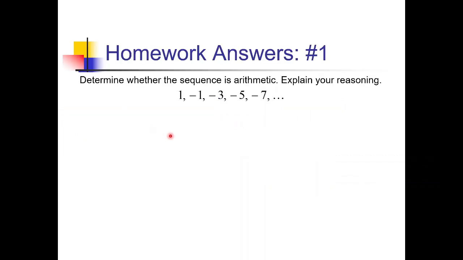For this problem, we want to know if this sequence is arithmetic. So to figure that out, we're just going to see if there's a common difference. So -1 minus 1, that's going to be -2. And then -3 minus -1, that's -3 plus 1. That's also -2. -5 plus 3 is -2, and -7 plus 5 is going to be -2. So we have a common difference, meaning that this is an arithmetic sequence.